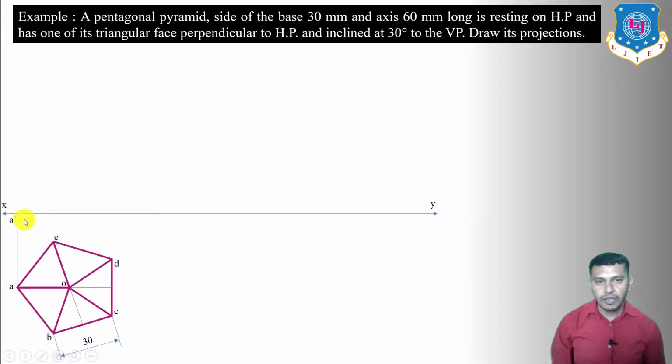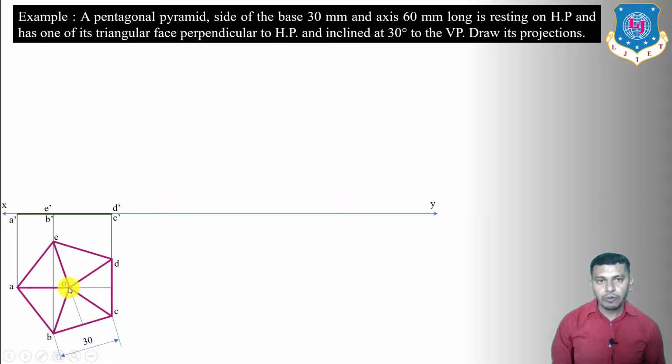This will be A dash, B dash, E dash, C dash, D dash. Connect A dash to C dash, D dash. This will be the front view of the base, because the base is a pentagonal plane and it is perpendicular to the vertical plane. The front view of the base will be a line. Now we have to draw the axis.